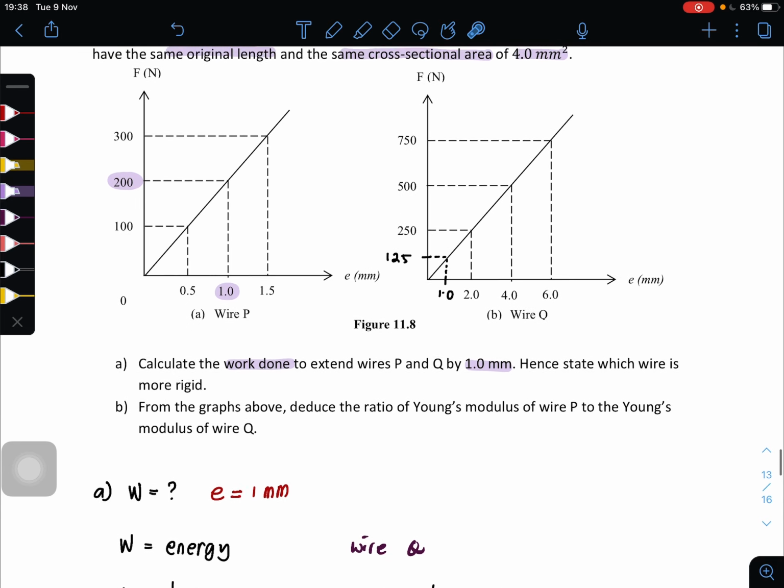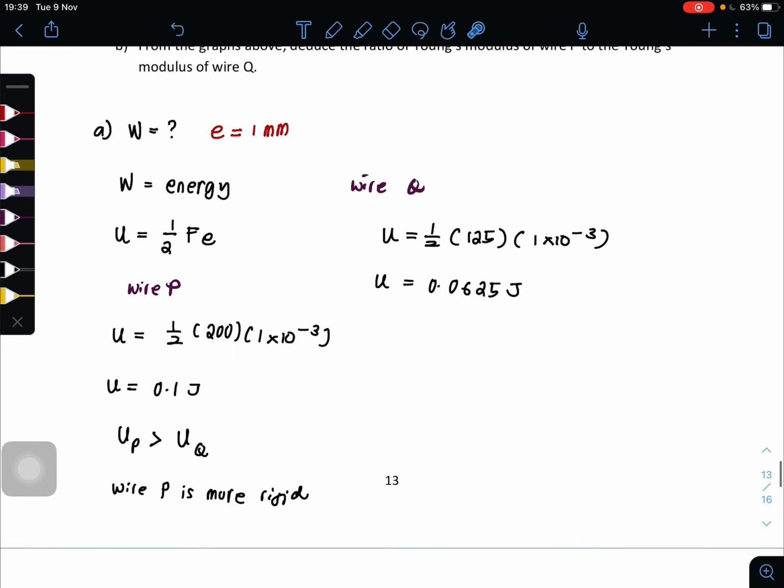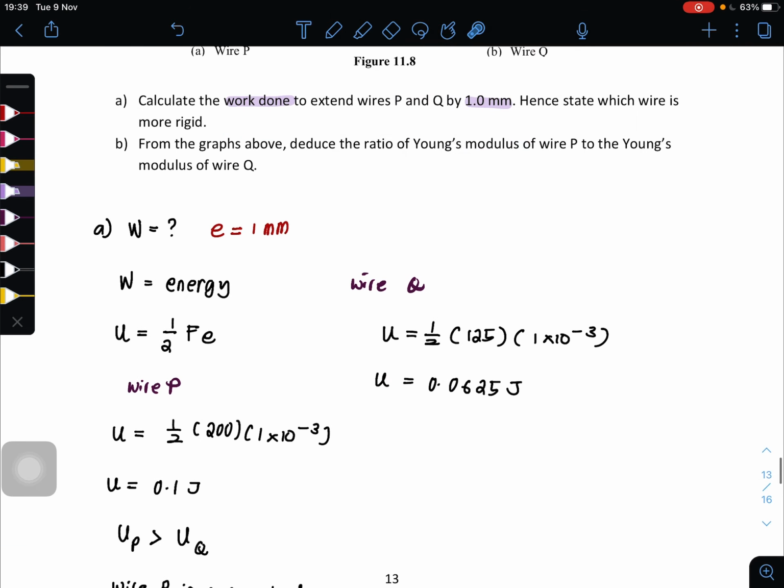Okay, because apabila kita apply 200 Newton, which is force yang lebih tinggi berbanding dekat wire Q kita apply sedikit saja force tu, 125 Newton, dan dia elongates by 1 mm. So this one 200 Newton elongates by 1 mm. So we can conclude that wire P is more rigid than wire Q. Wire Q ni sikit je kita apply force tu, dia sudah elongate by 1 mm. Okay? Alright, so next one.